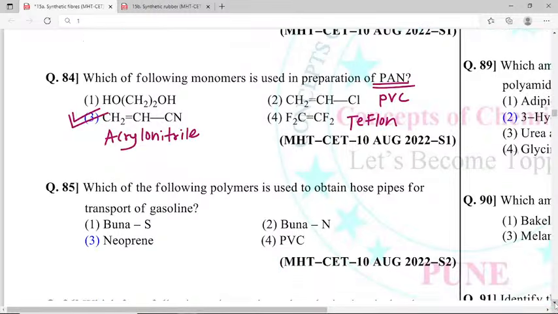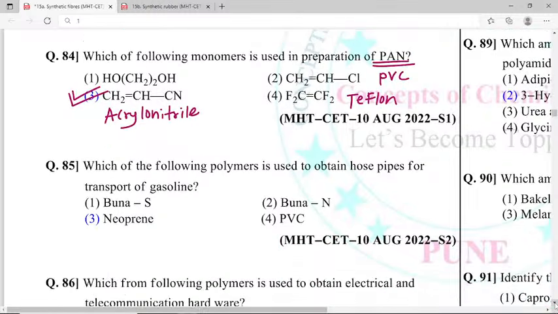Which of the following polymers is used to obtain the hose pipe for transport of gasoline? Neoprene. Important question. Neoprene is a type of rubber. Neoprene is used to obtain the hose pipe for transport of gasoline.